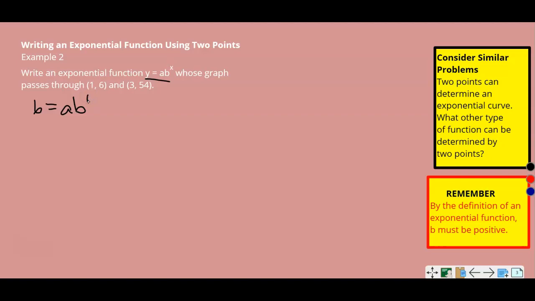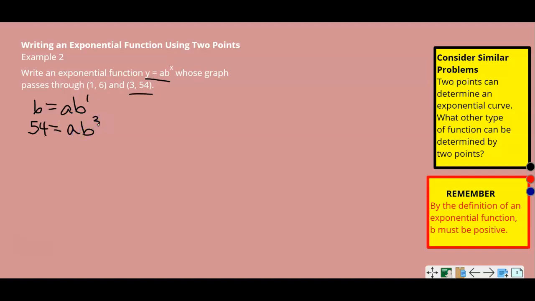All right, we're going to do the same thing with the second point. So 3 is my x, 54 is my y. So I'm going to put 54 equals a, b, and this time it's raised to the third power. I just do not write well on the computer screen. I'm sorry about that. Let's see if I can do a little bit better. A, b to the third power.